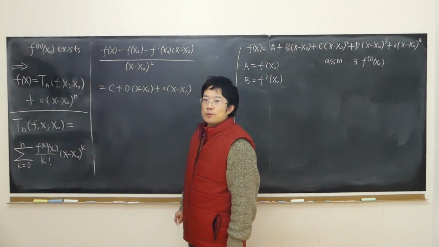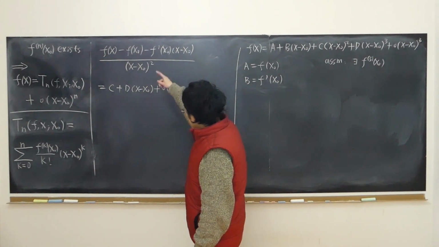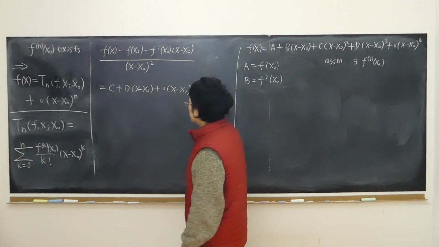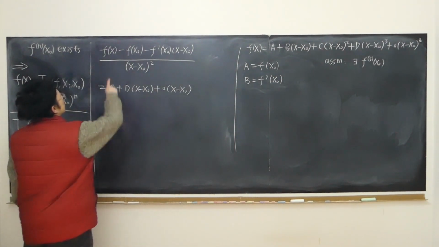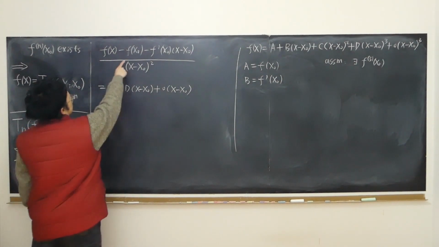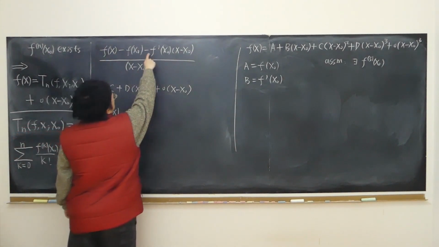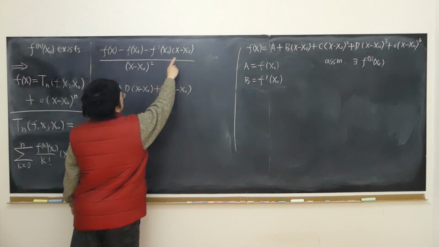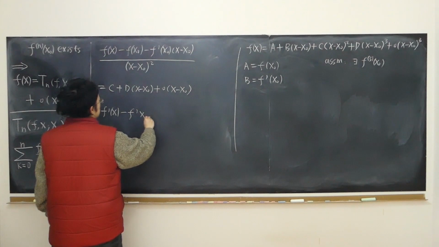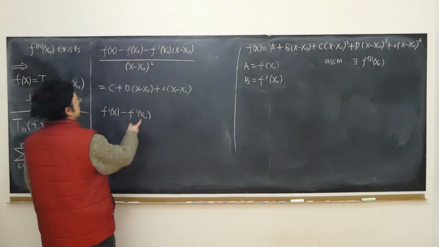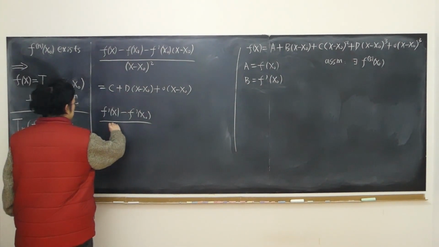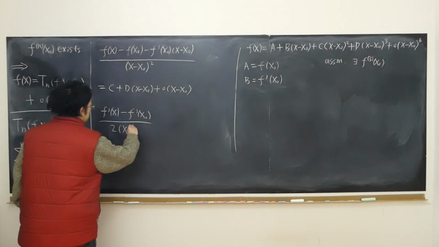And we can use L'Hopital's rule. To find the limit, we just have to differentiate both top and bottom, then operate from there. So differentiate this one: f dash x. This is a constant, gone. This is a constant times x minus x naught, so this automatically becomes minus f dash of x naught, a constant. And on the bottom we have the chain rule: 2 times x minus x naught.